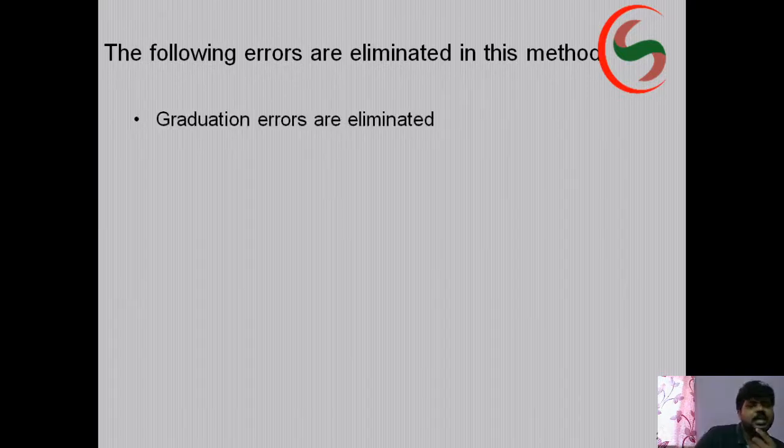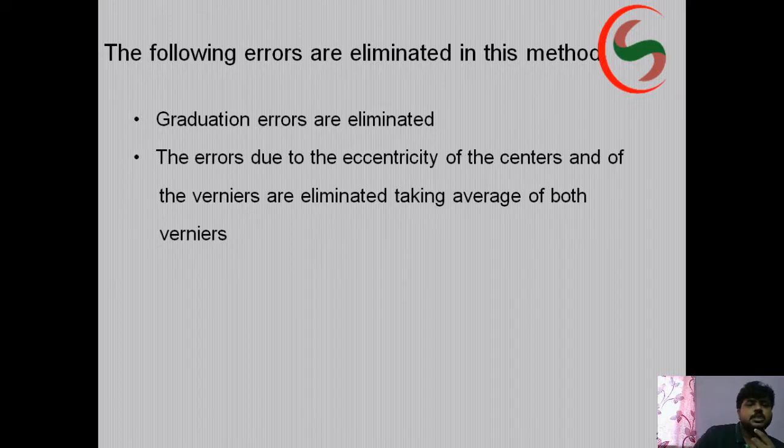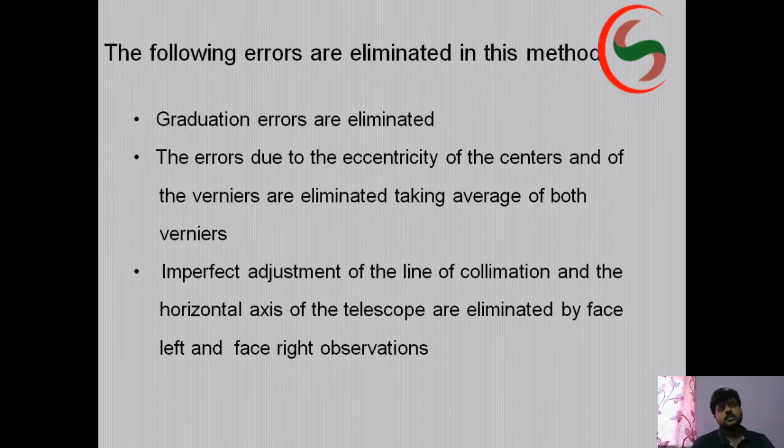Now, what errors are eliminated here? Graduation errors are eliminated. Error due to eccentricity of the centers is eliminated by taking the average of both verniers. Imperfect adjustment of the line of collimation and the horizontal axis of the telescope are eliminated by taking averages of face left and face right observations. So these are the two methods which we will be using to find the horizontal angle.